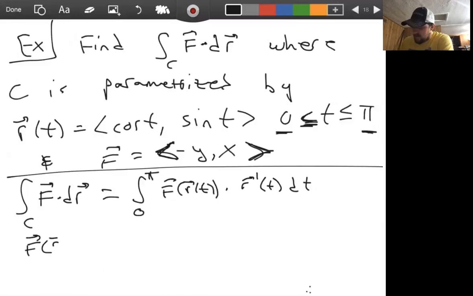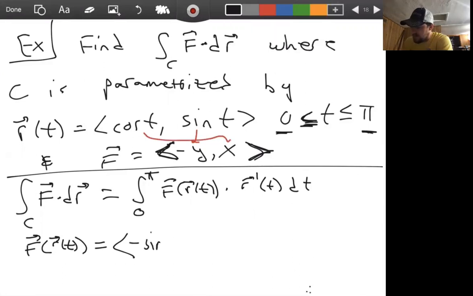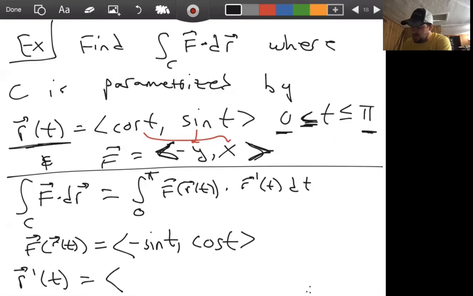Well, what's F of r of t? That means we just plug our parameterization into the function, right? So y is sine of t, and so for F of r of t, the x component is going to be negative sine of t, and then x is cosine of t, so the y component of F of r of t is going to be cosine t, right? This is our F of r of t. And then what is r prime of t? R prime of t, well, we look at r of t and take the derivative. So the derivative is negative sine of t, cosine of t.